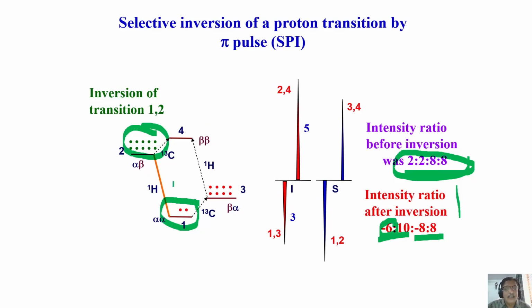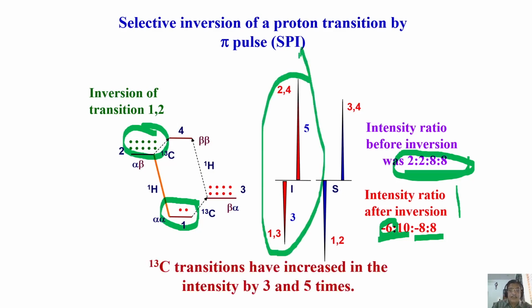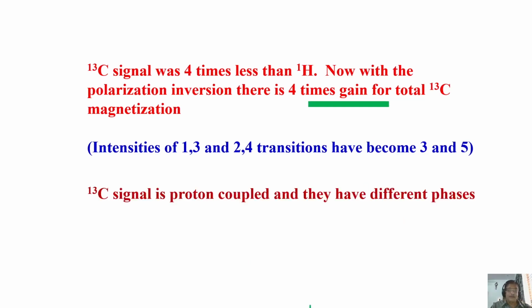Look at it. All we did is invert one of the proton peaks of the coupled doublet. Then in carbon-13, there's a drastic change in the signal intensity. This is nearly 3 to 5 times enhancement. 2 becomes 6 and 2 becomes 10 here, with opposite phase. So the intensities have become 3 and 5 times. The gain is much more, approximately 4 times. It depends upon the gamma of the proton. The gain depends upon the gamma. The carbon-13 signal is proton coupled.